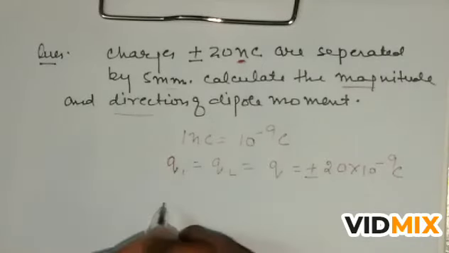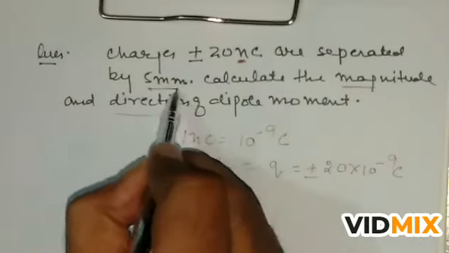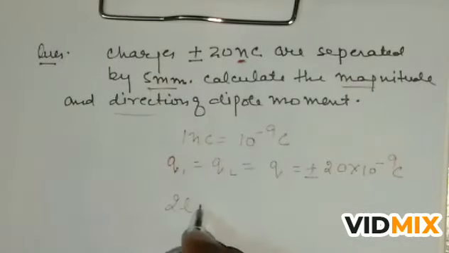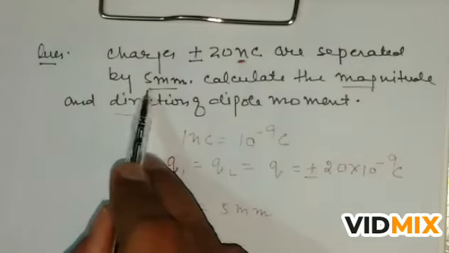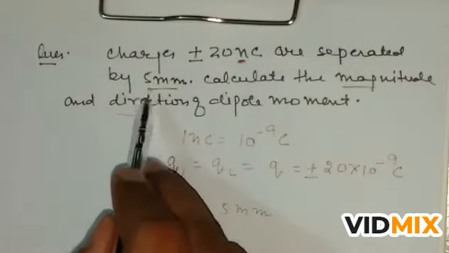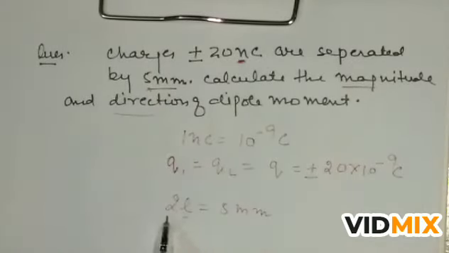Now the distance here, 5 millimeter, is given, so this is 2L. 2L is given 5 millimeter. Never think that this is L, this is 2L. If the question says the distance between the two charges is given, it means the distance between the two charges is 2L. So 2L is given 5 millimeter.